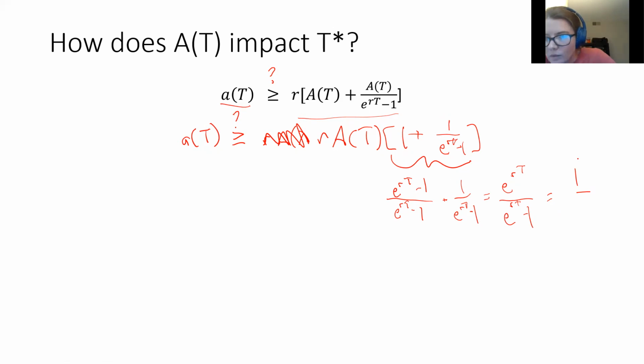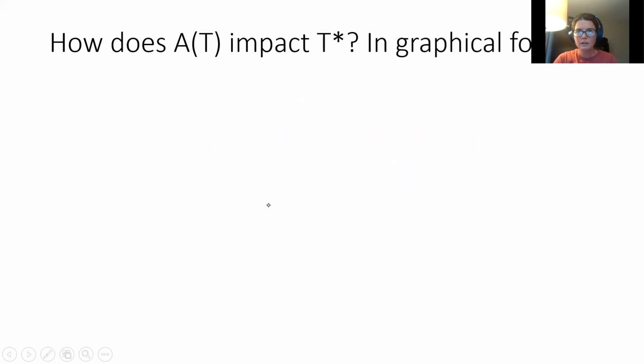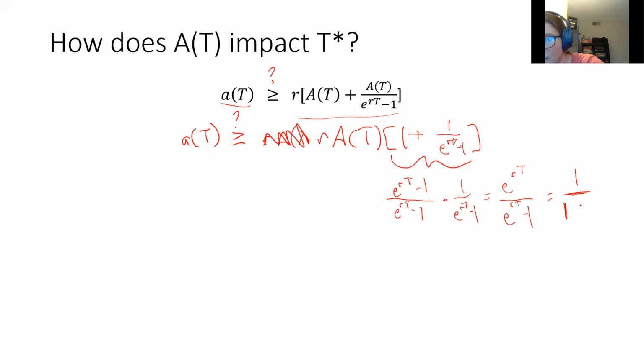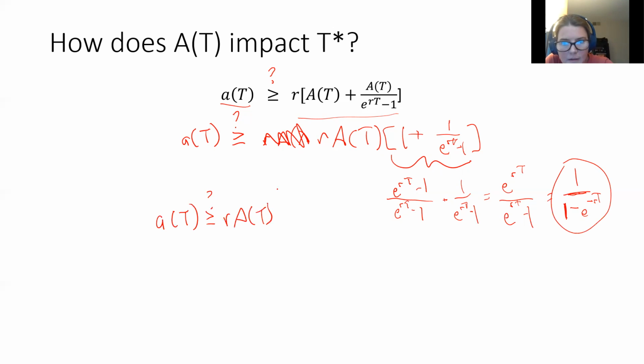1 minus e to the negative rT. Okay, so now this is a little bit simpler. Now, let's just rewrite that, divided by 1 minus e.